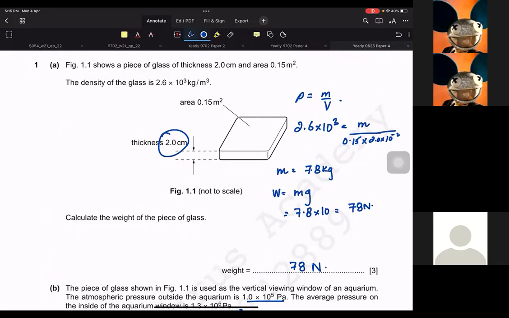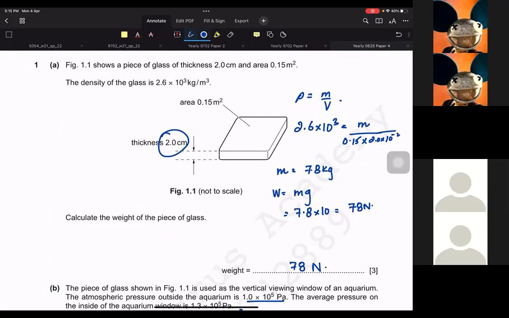All right. For this question, how did you get 10 to the raised power minus 2? Because this was in centimeters. If you change it into meters, you have to multiply by 10 raised to minus 2. Okay.